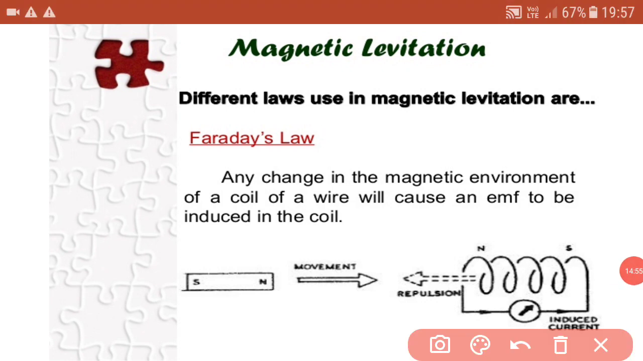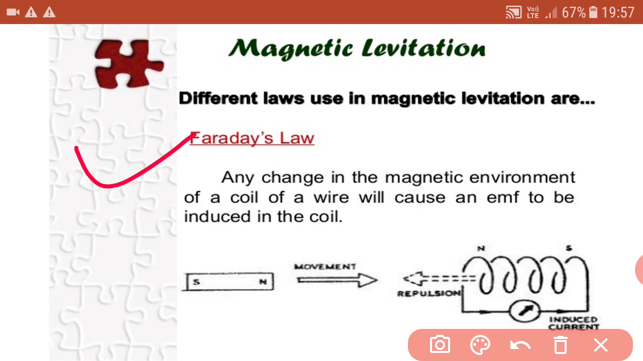Now, different laws used in magnetic levitation. What are the laws we are using? The first law is Faraday's law, known as Faraday's law of electromagnetic induction. So what is Faraday's law?